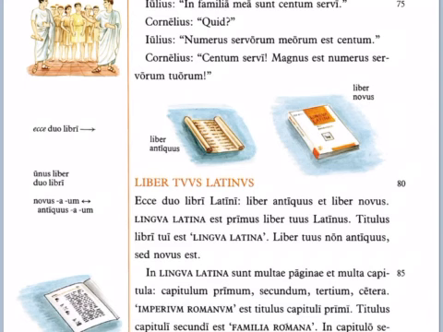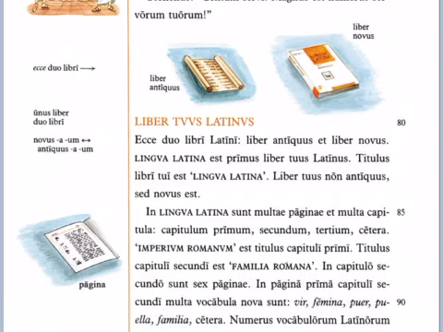Okay, so liber antiquus, you might be able to guess that means old book, ancient book, something like that, right? Antique and ancient come from antiquus. And liber novus means new book, okay? Novel and nova, in the sense of supernova, come from novus.